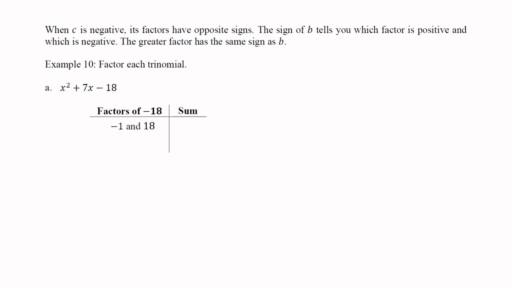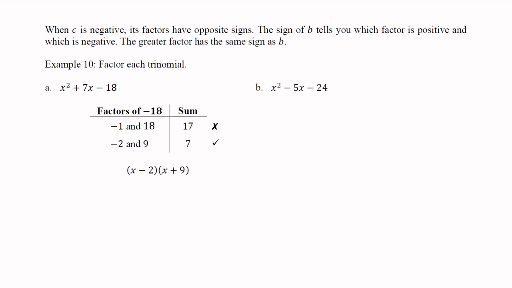So we'll start off with negative 1 and positive 18, and that's going to give us a sum of 17. That is not going to work for us because that's not our middle coefficient. So we move on to negative 2 and 9. Negative 2 plus 9 gives us 7. That is our middle coefficient, so we can factor it into x minus 2 times x plus 9.